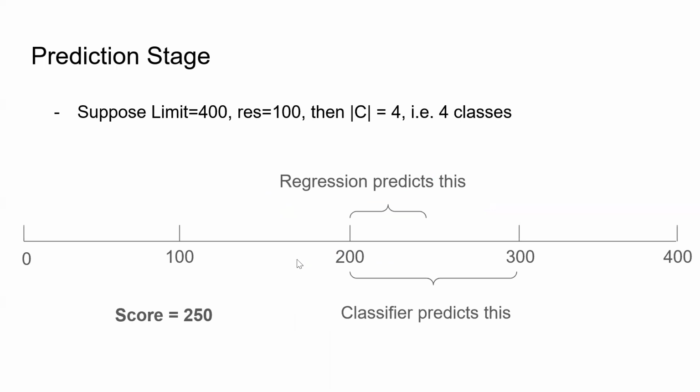The classifier would predict the more coarse class. So it'd be the 200 to 300 range, and then regression would predict the offset for a more precise score. I believe this is just to reduce the number of parameters. Regression, you'd probably have a bit more parameters to it. I imagine this is something they found through experiment. It's not really mentioned. They just presented it, so they don't really say this is how we did this.